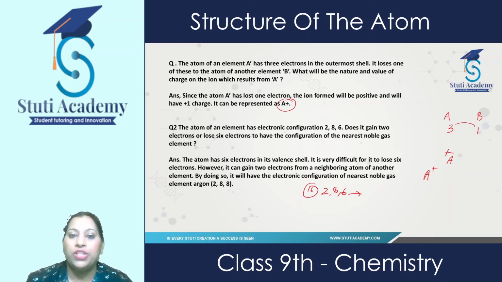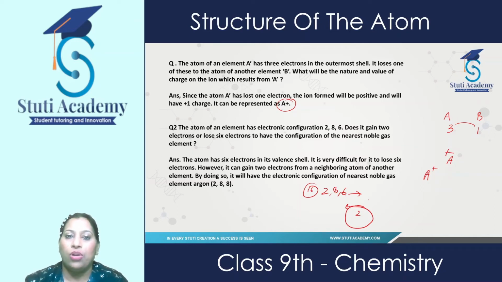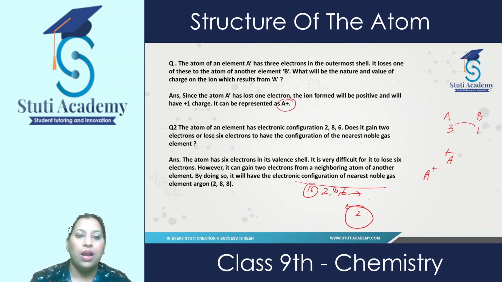There are two ways to become stable: either it loses 6 electrons or gains 2 electrons to become 8. As I told you, we always opt for the lesser number of electrons. So it gained 2 electrons and attained the electronic configuration of the noble gas argon, whose atomic number is 18.